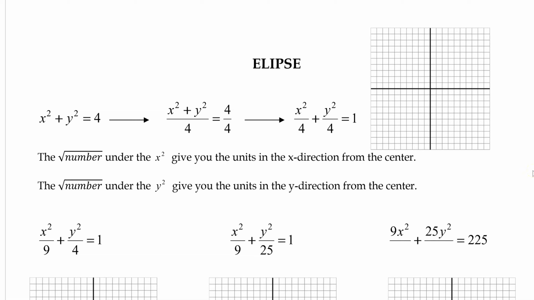Okay, so now we're going to be graphing an ellipse. And before we do that, let's review our circle. So we know here our radius squared is 4. So that would give us a radius of 2. So our circle will be 2 left, 2 right, 2 up, 2 down, and we get a circle.